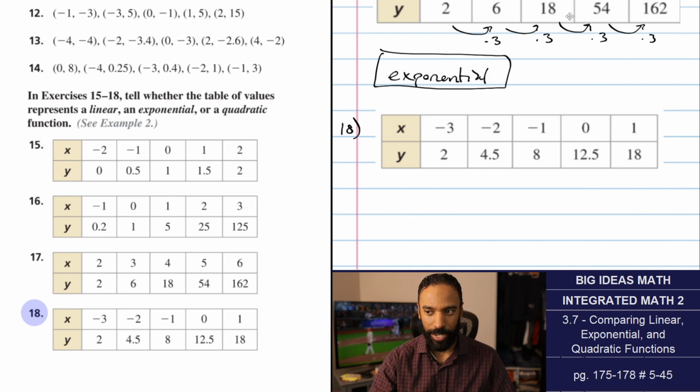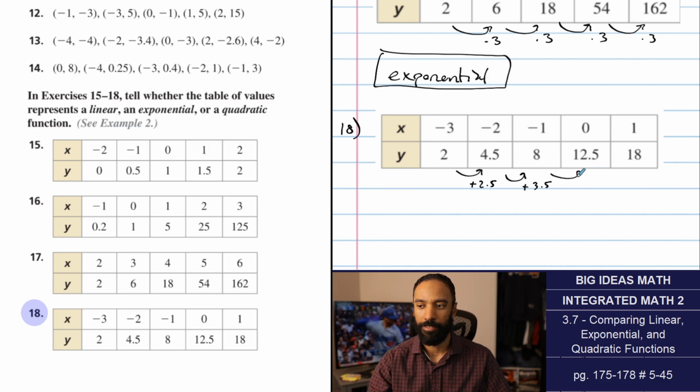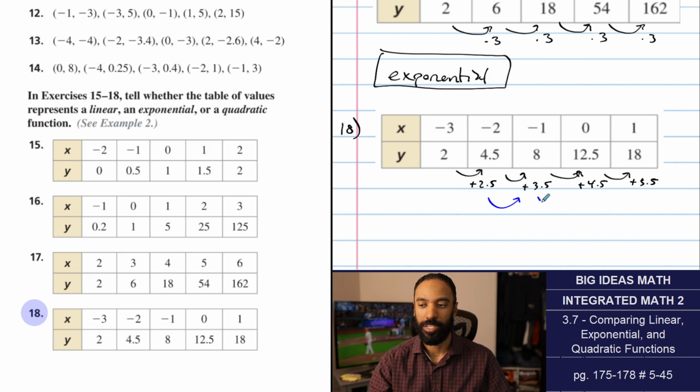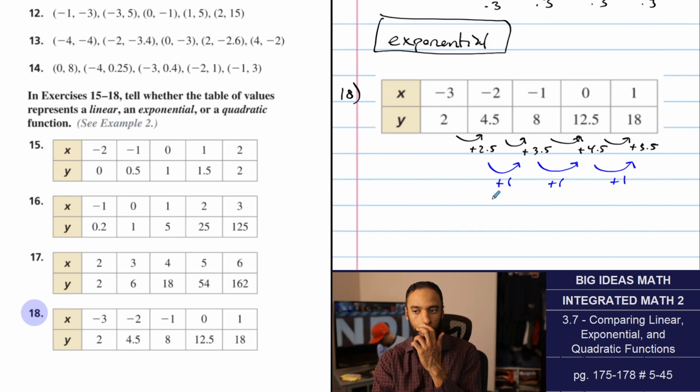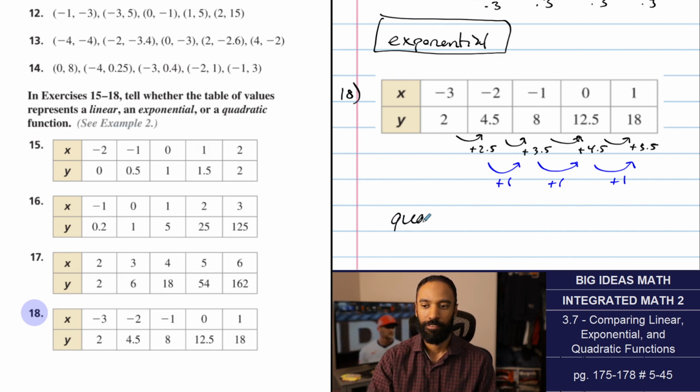Well, is it linear? I think you might be able to see that it's not linear, but let's write out the first difference. We add 2.5, 3.5, then 4.5, and it looks like 5.5. So is it linear? No. But is there a constant second difference? Does the difference have a common difference? That's the way I'm kind of used to saying it. We're adding one more than we did before. Even though they're 0.5s, we're adding one more than we did before, and that's the nature of a quadratic function.